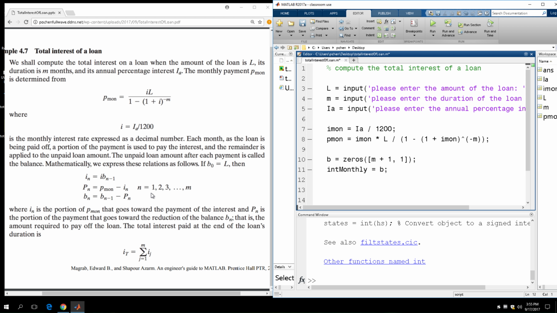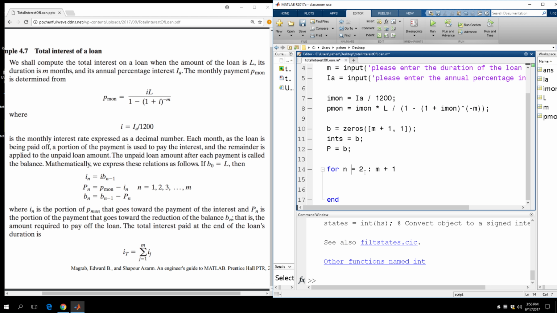And then the principal P_n, let's just call it capital P. Let's also initialize it to the same value as B. And that's pretty much the three arrays. But int monthly is kind of long, so maybe let's just call it ints. Right, ints. And that's all the arrays we're going to need in order to use them inside of this iteration. And then we have to specify that B0 equals A0.